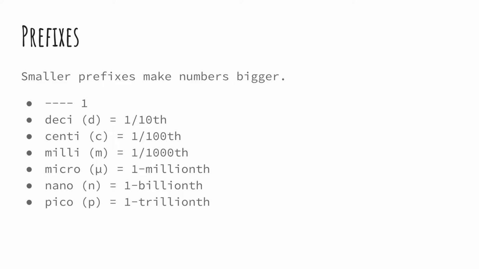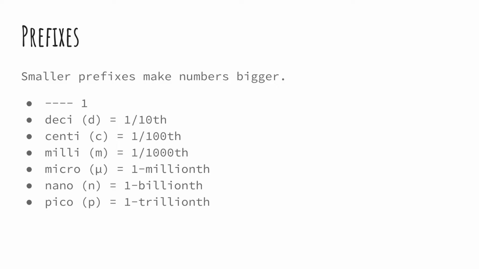So you've already seen deci. I talked about how 1 liter is 1 cubic decimeter. Centi should be fairly familiar. 1 centimeter, there are 100 of those in a meter, because a centimeter is 1/100th of a meter.